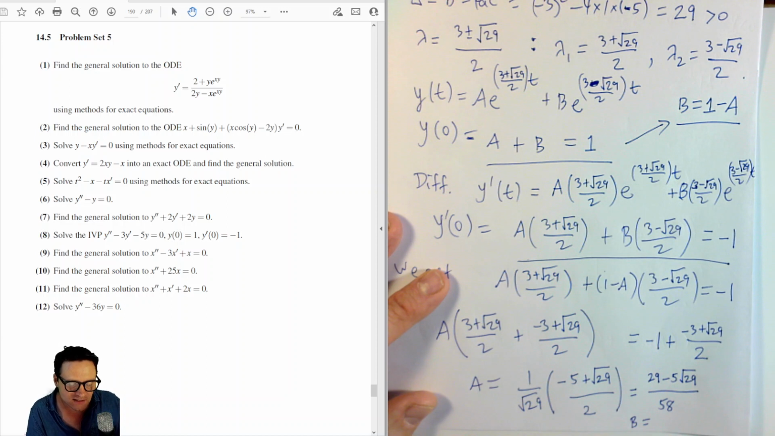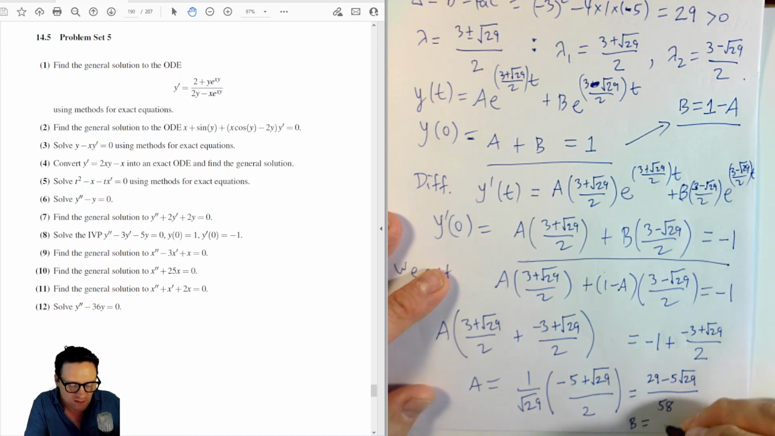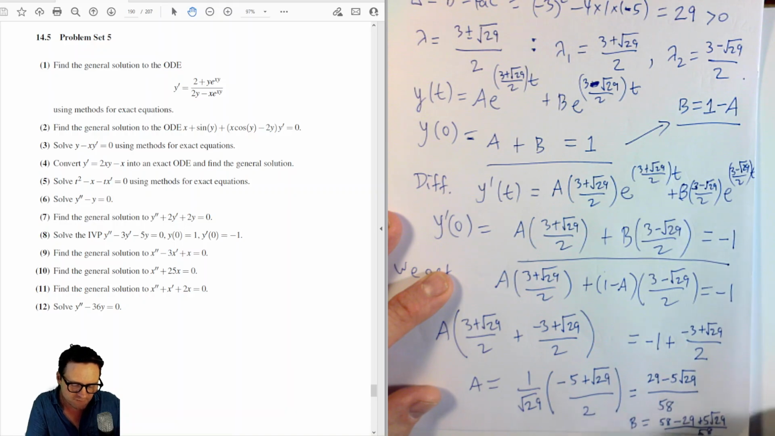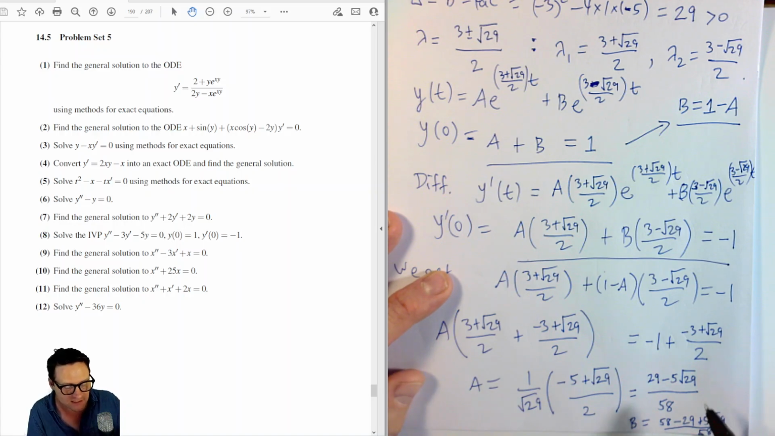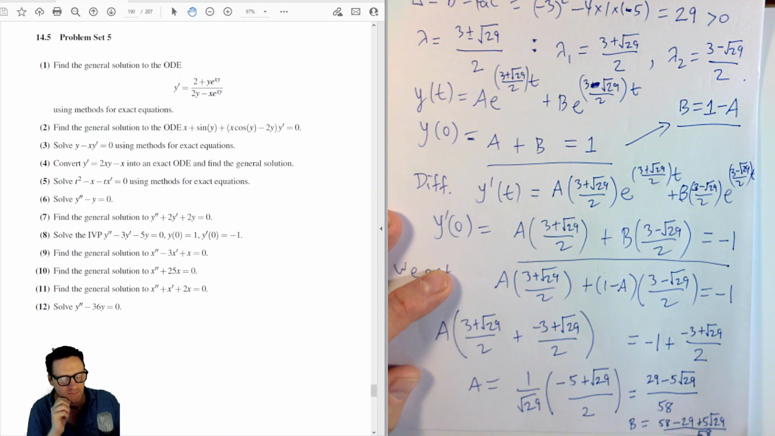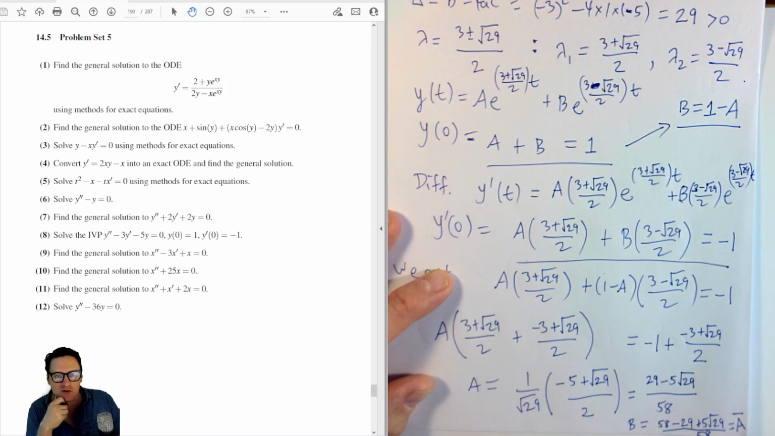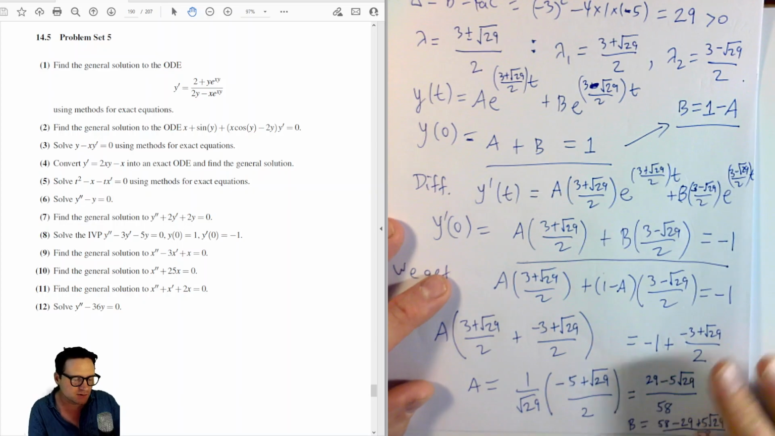And then our b is equal to 1 minus this. So then we have 1 is 58 over 58, so we have 58 minus 29 minus minus 5 root 29 is plus 5 root 29, and that is all over 58. All right, now 58 minus 29 is 29. Okay, so b is the algebraic conjugate of a. So we can describe that a little bit easier as the algebraic conjugate of a. All right, and that gives us our solution to the differential equation.